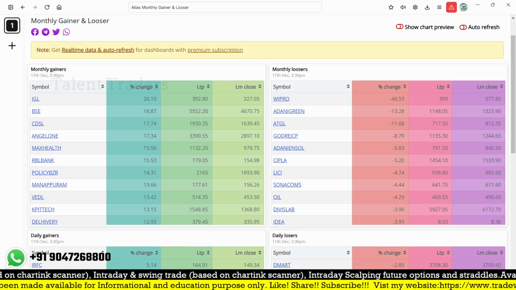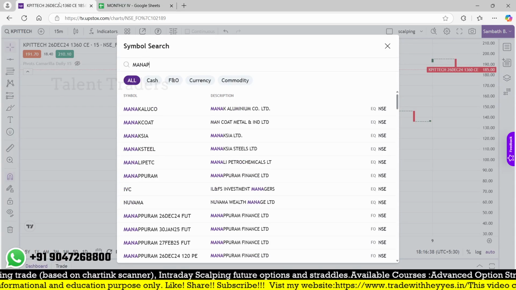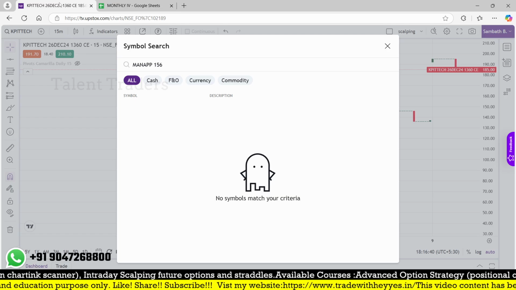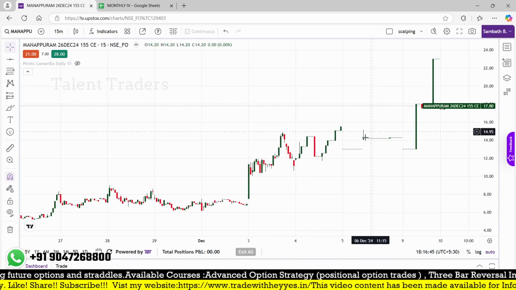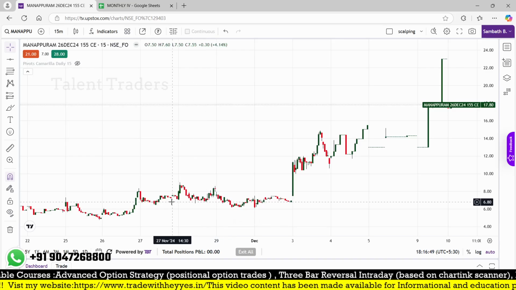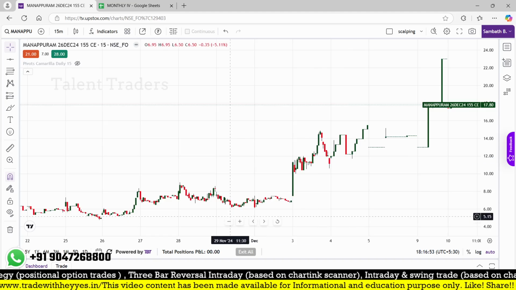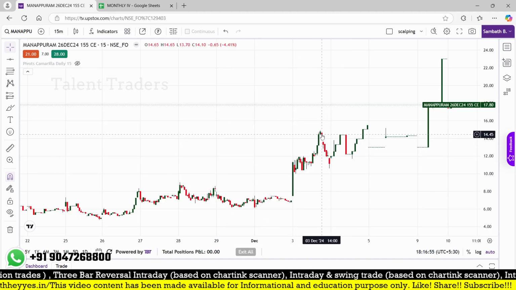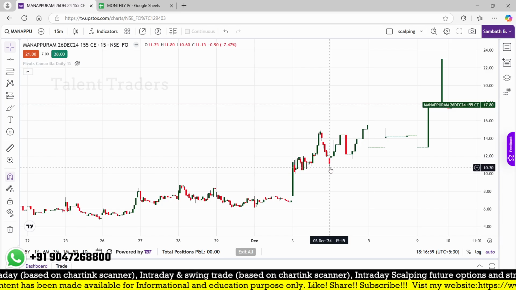Let me check a Manappuram 156 call option, or 155. 155 would be the strike price. And let me check what would be the strike. Recently it was not a liquid one, but previous to that it had good liquidity. We try to find almost 14 rupees as an entry point. Maybe here is the 14. After that it came down to around 10 rupees, but it never triggered our stop loss.